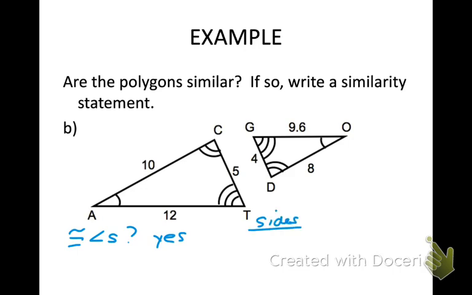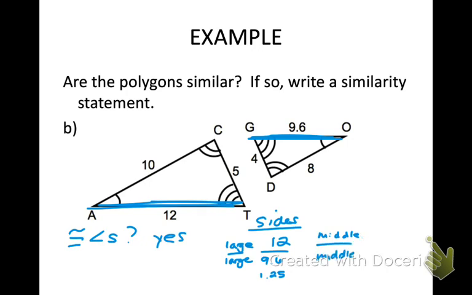Okay, so now my largest side on the triangle on the left is 12. I'm going to compare that to the largest side over here, which is 9.6. So I'm comparing large to large. I'm going to divide that. So 12 divided by 9.6 is 1.25. Alright, now let's do the middle. Middle over middle. So this middle length on the left looks like it is 10. The middle on the right is 8. 10 divided by 8 is 1.25.